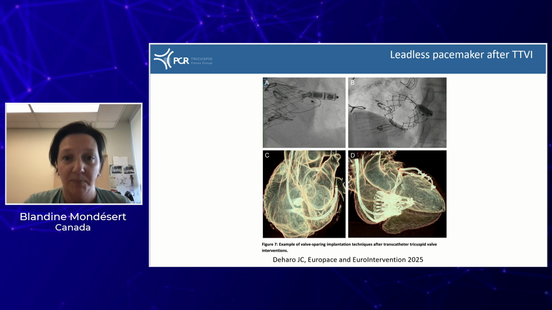Here are some examples from, once again, the paper in Europace about how to implant our patient after the percutaneous tricuspid valve. Panels A and B are with the leadless, and it was a Micra at that time. Panels C and D are with coronary sinus leads, and on panel D you have two different leads in different branches of the coronary sinus at that time.